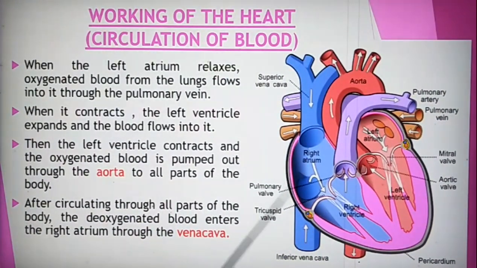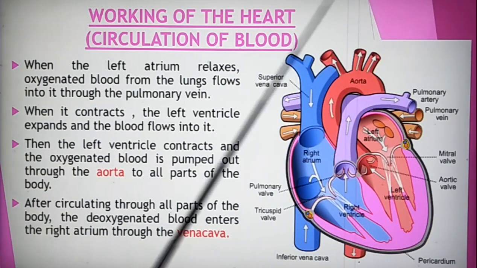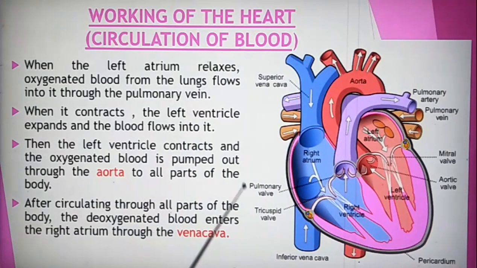Now we can discuss the working of the heart, or otherwise we can call it circulation of blood. You know the left atrium. When the left atrium relaxes, that means it is ready to receive the blood. From where is the blood coming? The blood is coming from the lungs. What's the function of the lungs? Alveoli present in the lungs help in gaseous exchange.